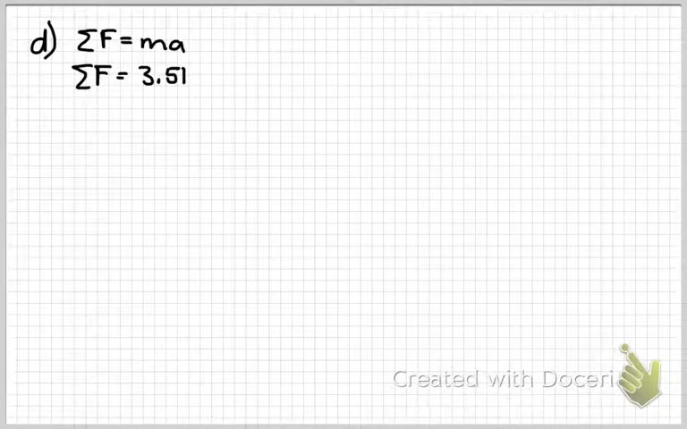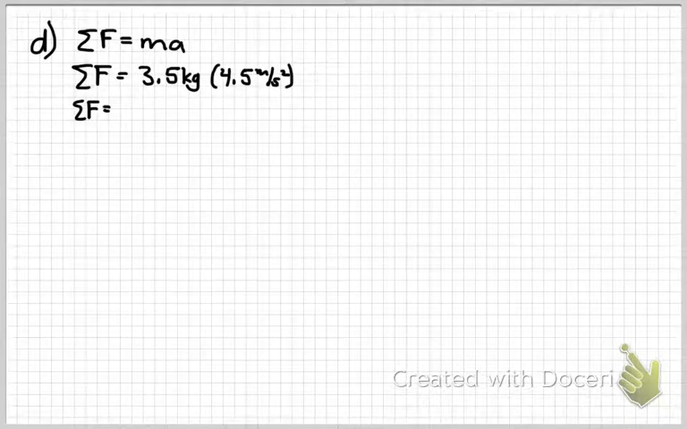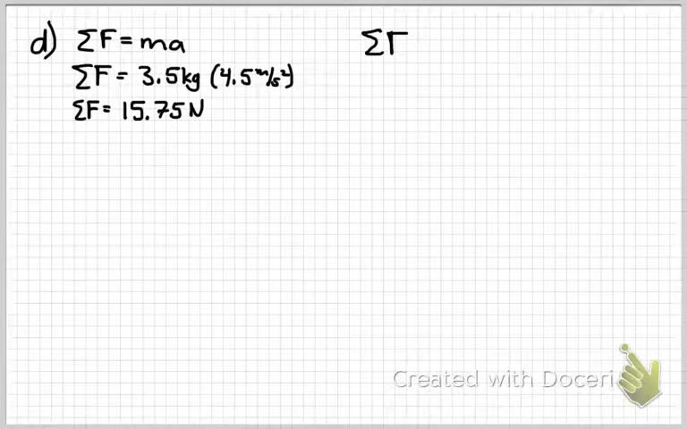Part D, kind of just the opposite. Figure out how hard she has to pull to accelerate the block at 4.5 meters per second squared. So we're going to do roughly the same thing, only in reverse. Start out by calculating my net force, this time by using Newton's second law. And you get 15.75 newtons, 3.5 kilograms times 4.5 meters per second squared.